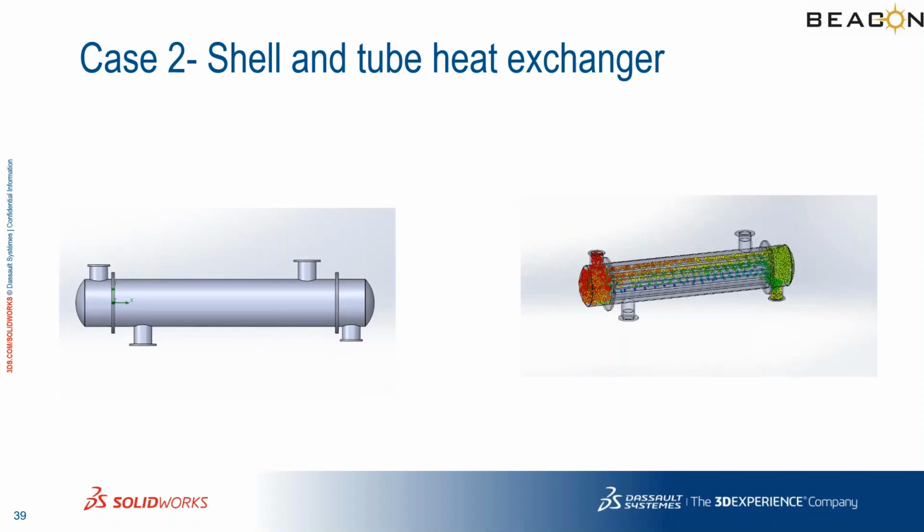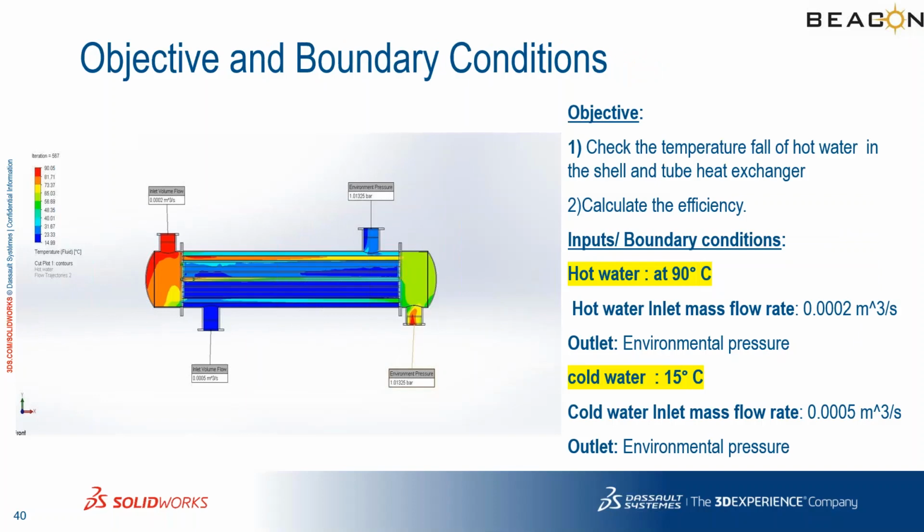And in order to solve this study, my objective is to check the fall in the temperature of the hot water in the shell and tube heat exchanger. And my objective is also to calculate the efficiency of it. And the boundary conditions are as follows. As you can see, the hot water will enter at 0.0002 cubic meters per second, and the outlet will be at environmental pressure from here.